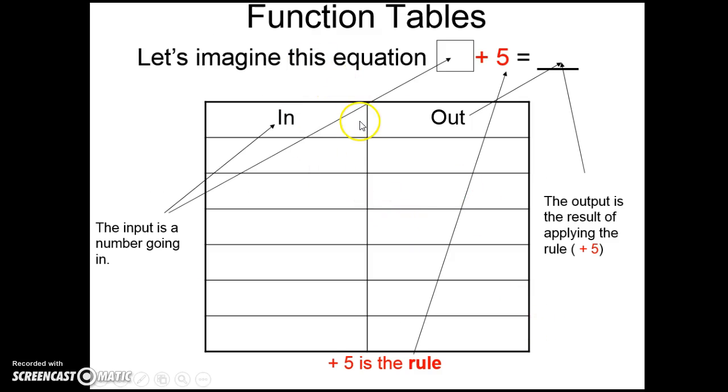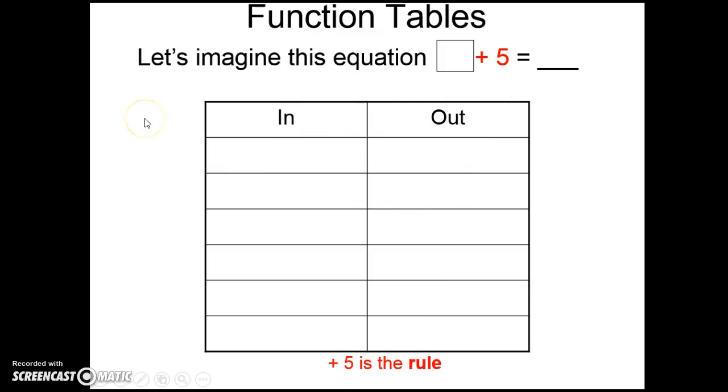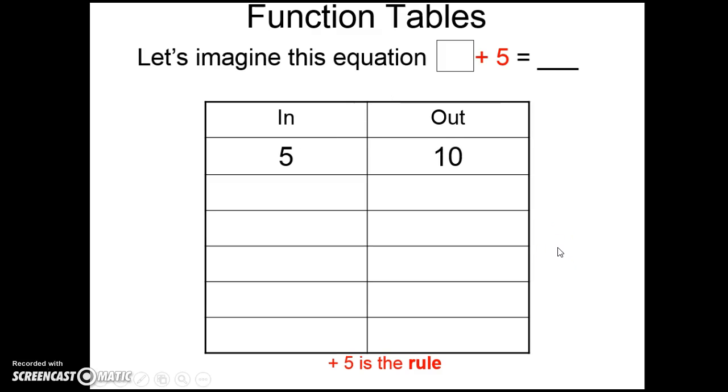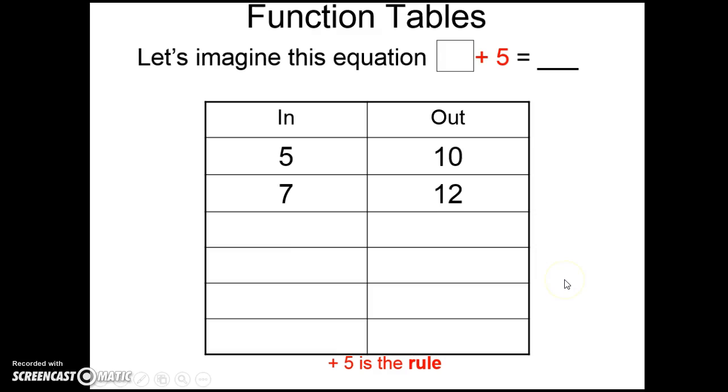Let's first take a look at a function table where you are given the rule. For example, they tell you that the rule is going to be plus 5. So if the input is 5 and you add 5 more, then your output is going to be 10. Let's continue this chart. 7. That's going to be there. Your output then is going to be 12 because your rule is plus 5.